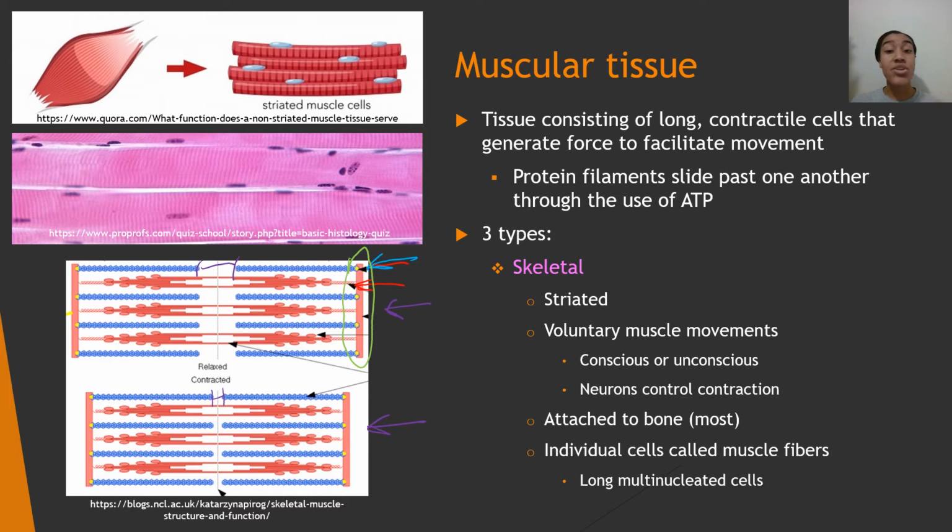But anyway, there are three types of muscle tissue. The first we're going to talk about is skeletal muscle. Skeletal muscle is our voluntary muscle. It's what we think about whenever we say, yeah, I'm going to the gym, getting ripped, gains. All of that is skeletal muscle.